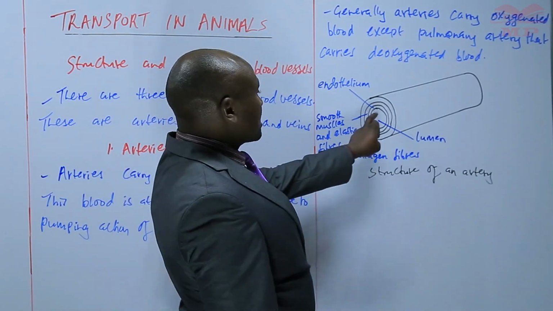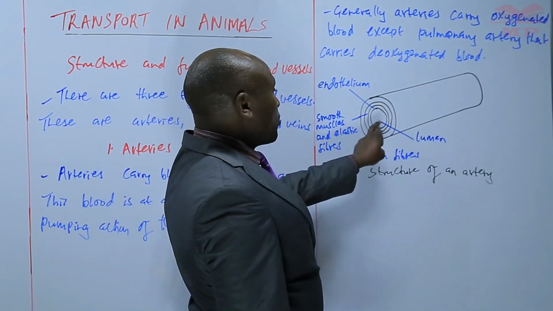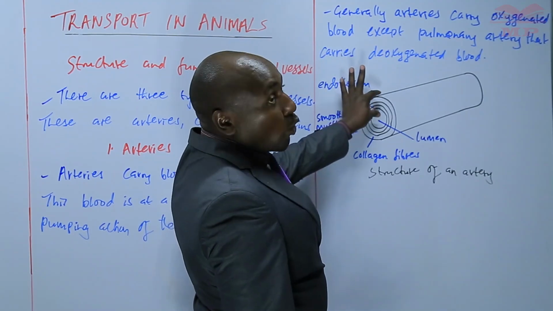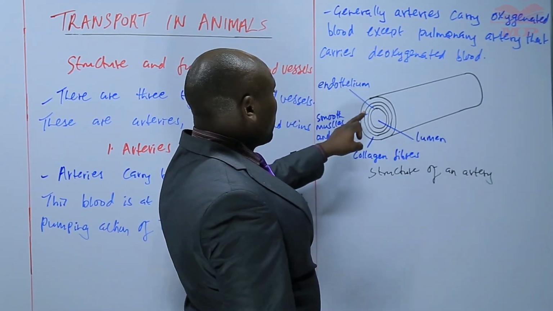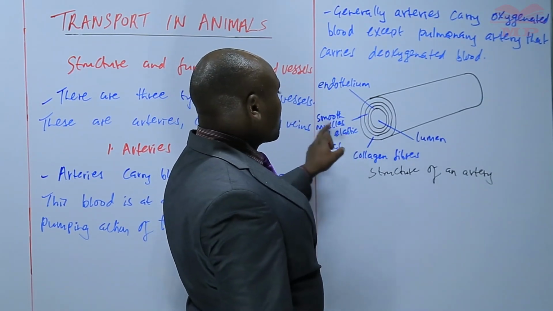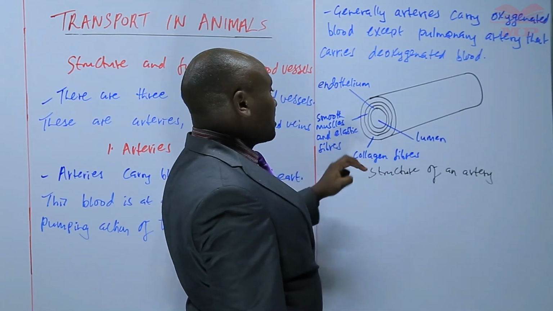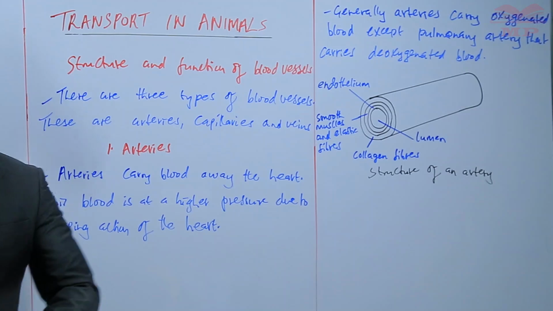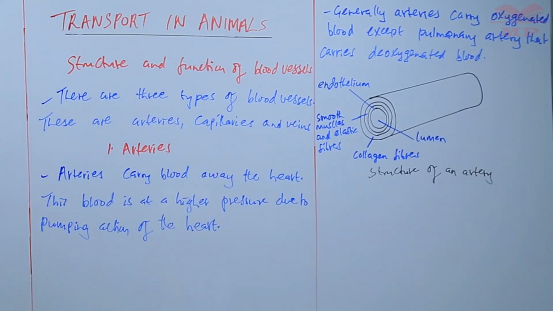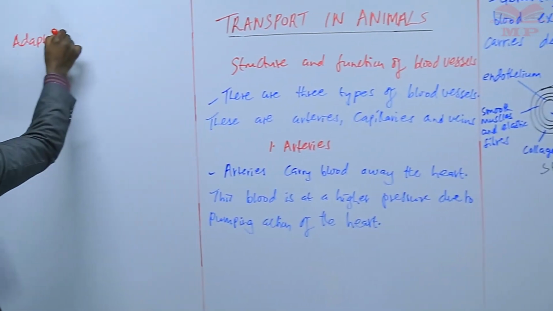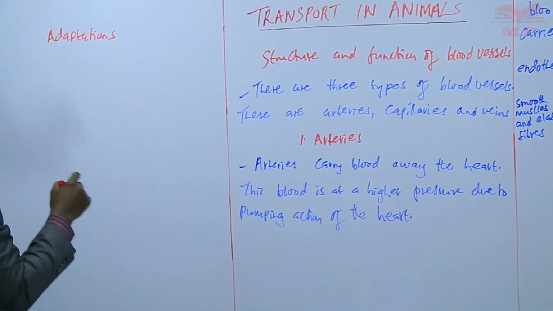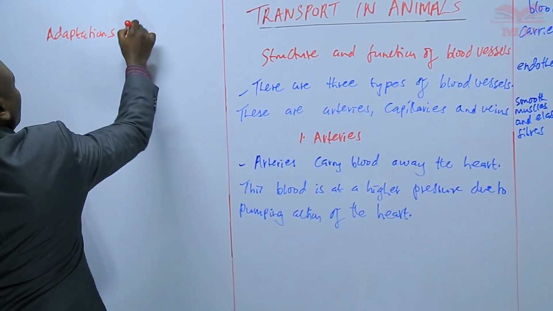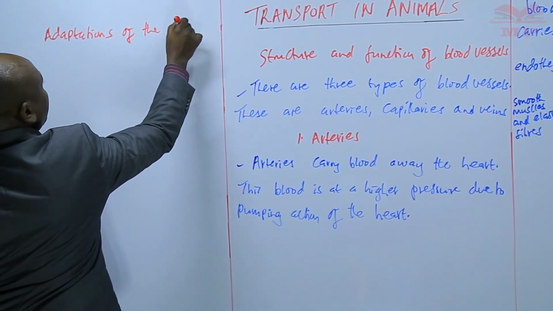So the artery has a narrower lumen and a thicker wall made of the endothelium, the smooth muscles and elastic fibers in the middle, and then the collagen fibers on the outside. So what are the adaptations of the artery?